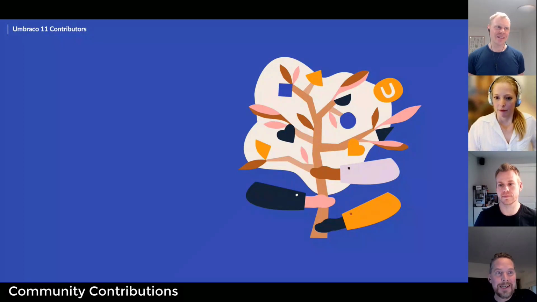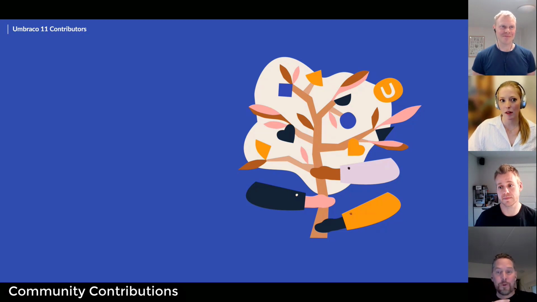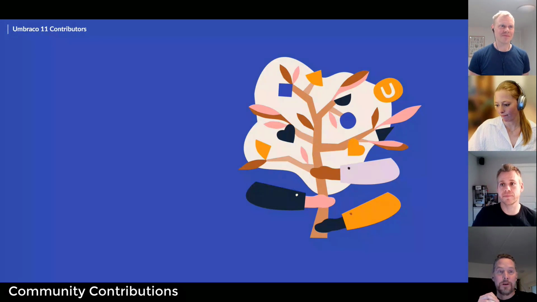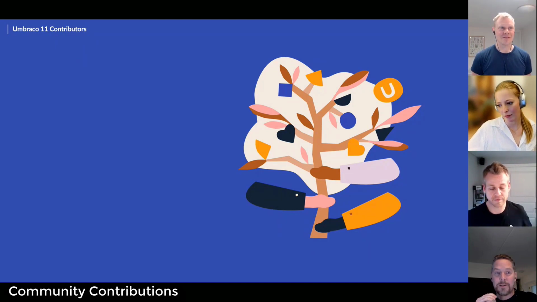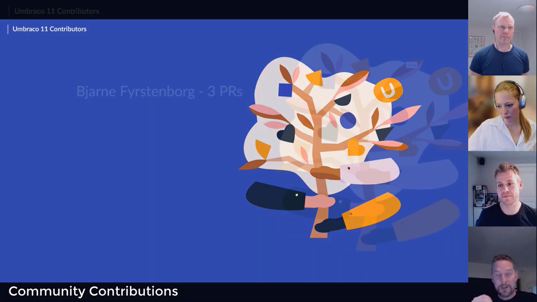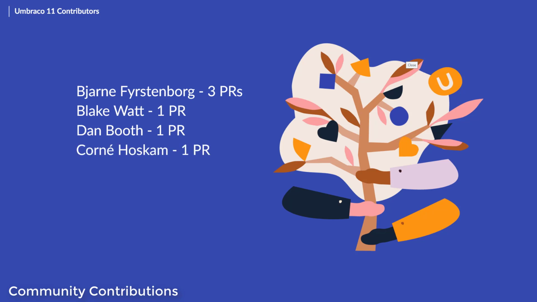So the last thing is, of course, the list of contributors to Umbraco 11. As always, we go through all the wonderful people that have helped make this version, or at least submitted PRs, because we've had quite extensive release candidate period of 6 weeks. I think we're on release candidate 6. So there's been a number of iterations, and that's also based on feedback we've gotten from the testing period. So that's super valuable. But in terms of specific PRs, we have Bjarke Fürstenborg with 3 PRs, Blake Watt with 1 PR, Dan Booth the same, and finally Connie Hoskam with 1 PR as well.